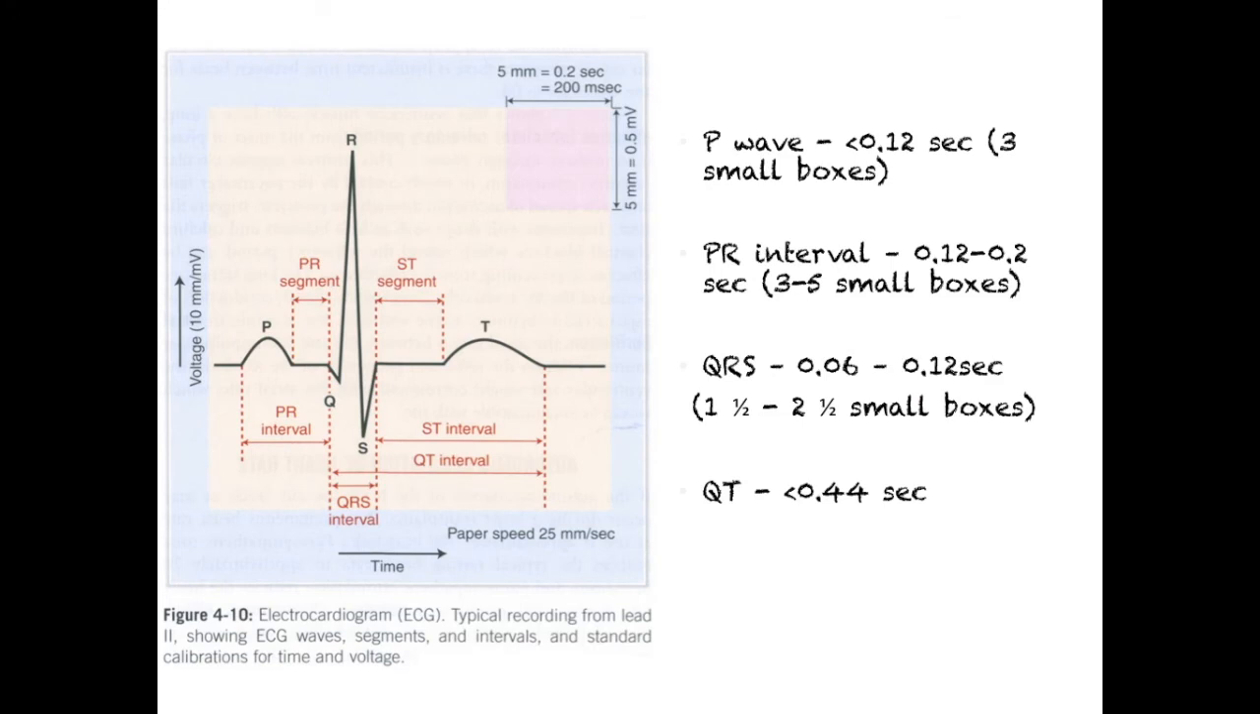So this is what a typical recording from one of the leads would look like, for example lead 2, and let's look at the different components of the electrical signal we see and what they correspond to in the cardiac cycle. The P wave corresponds to atrial polarization, the QRS corresponds to ventricular polarization, and the T wave corresponds to ventricular repolarization.